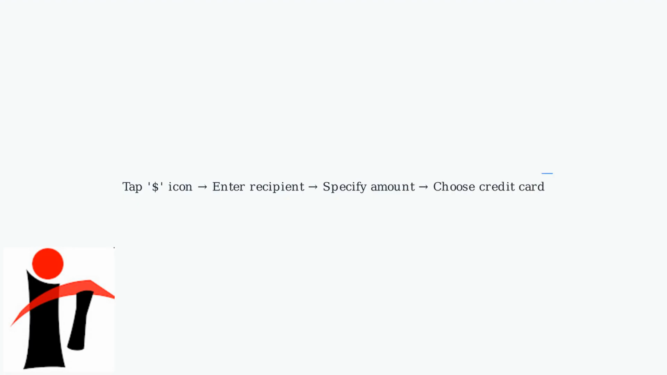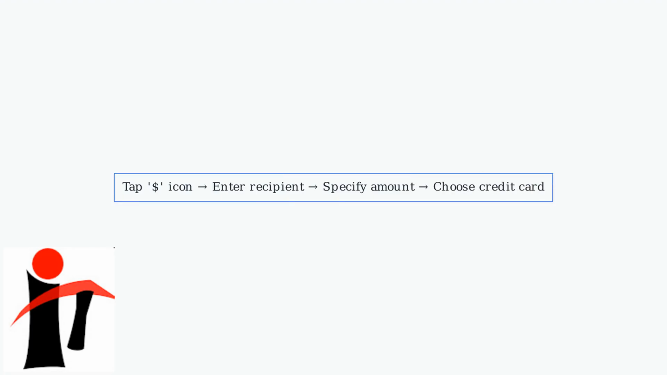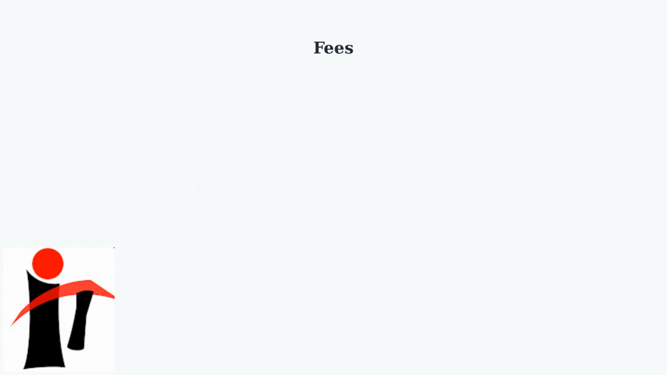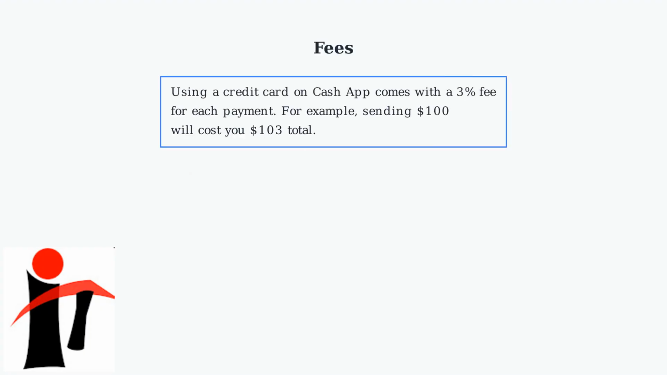To send money, tap the dollar icon, enter the recipient's cash tag or phone number, specify the amount, and choose your credit card as the funding source. Remember, payments are instantly deducted from your credit card limit and will appear on your statement as a Cash App transaction. Using a credit card on Cash App comes with a 3% fee for each payment.